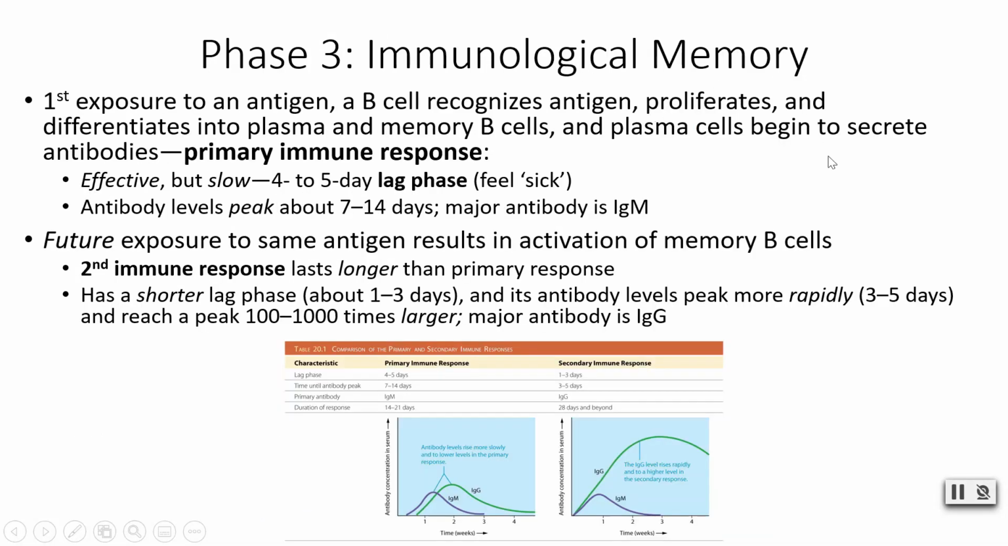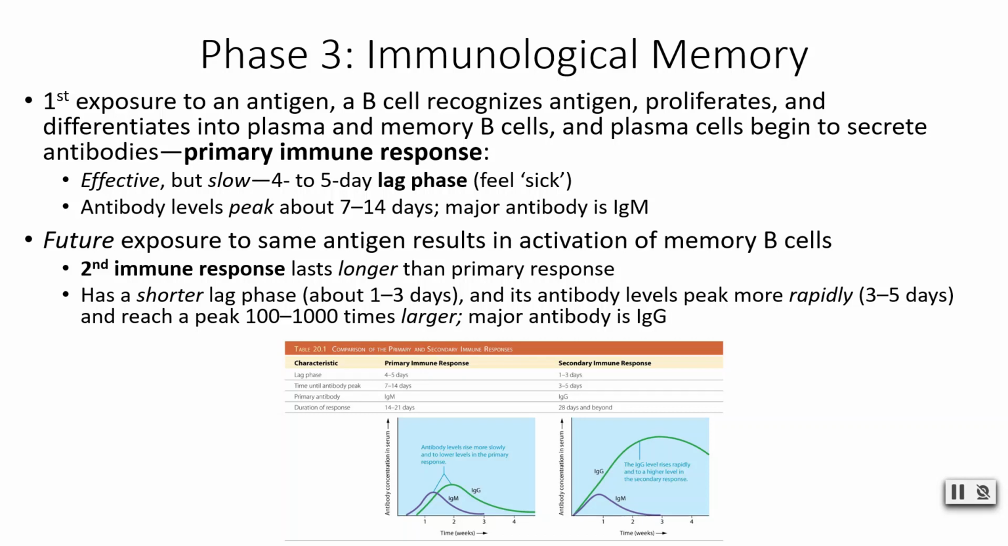Last but not least is phase 3, our immunological memory. Okay, so the first time that we are exposed to an antigen, the B cell will recognize the antigen, will make more B cells. Some of them will become plasma cells and make antibodies, but we said some of them are going to become memory B cells. Now, this is your primary immune response, right? The first time we're seeing it.